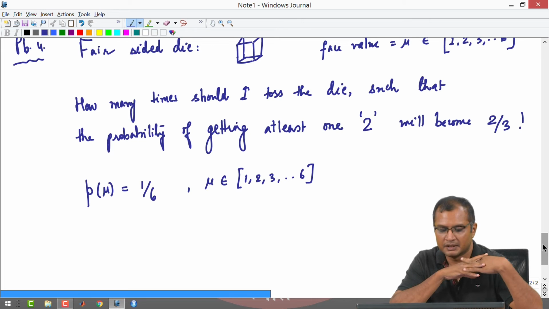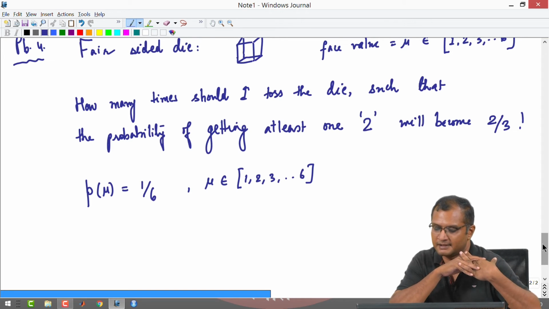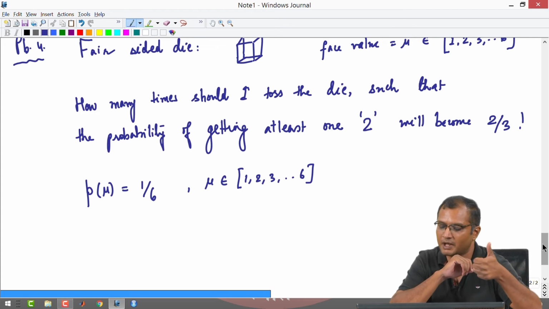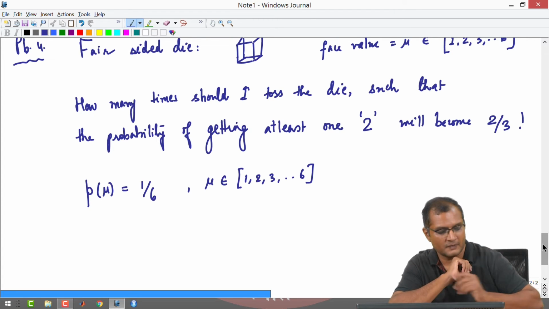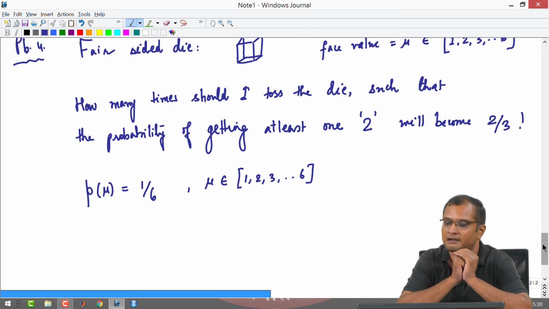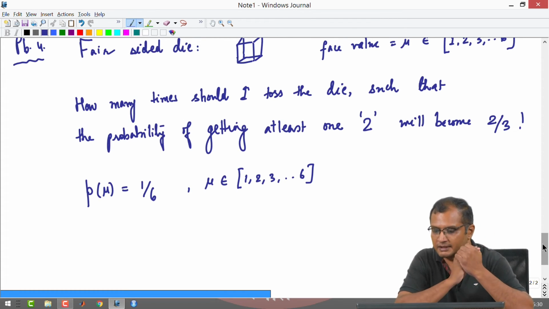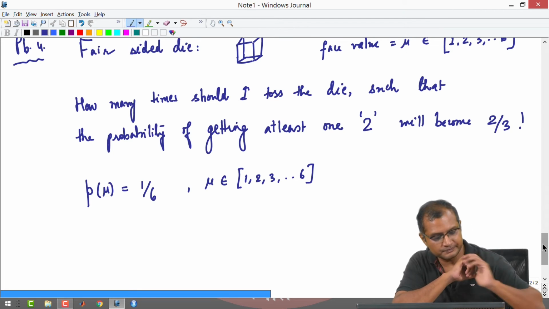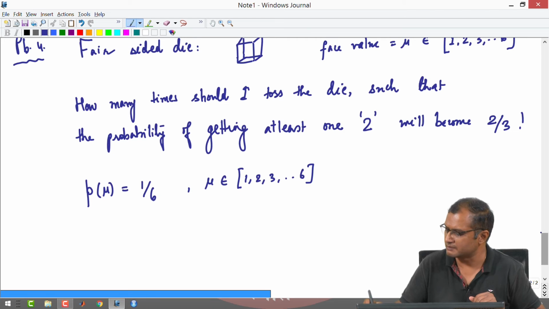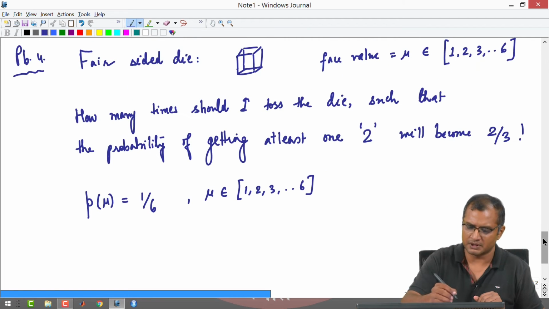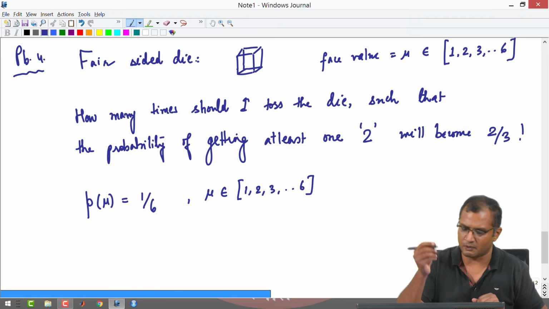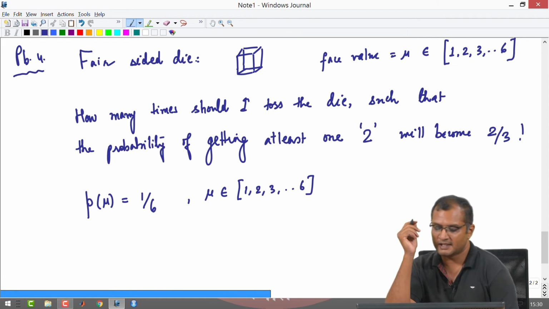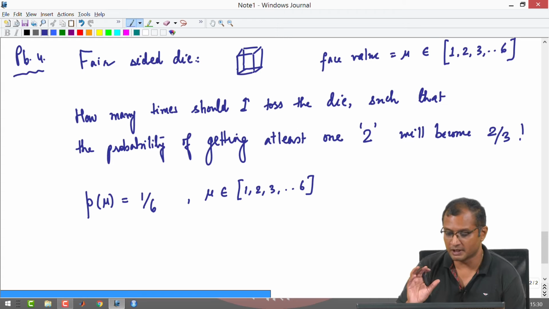So, basically how many times should I toss this die such that the theoretical probability of getting at least one 2 will be 2/3. Certainly you do not have to toss it 100 times, because I know that all these faces are unbiased. So, there is a 1/6 chance of getting a 2 on any trial. So, you do not require a very large number of tosses, but just to compute the minimum number of tosses required statistically to say that the probability of getting 2 will become 2/3.